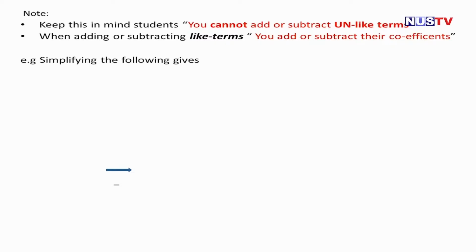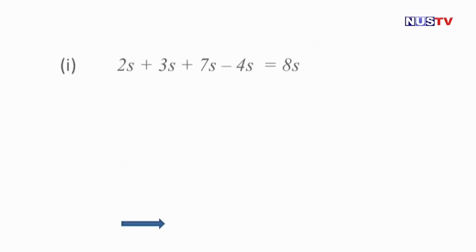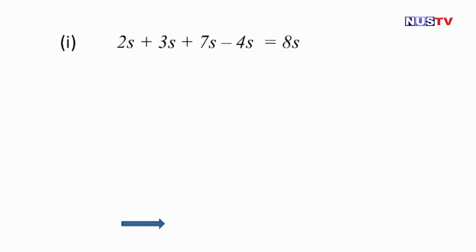Simplify the following. First example here: 2s plus 3s plus 7s minus 4s. They are all like terms, so we can do the math by adding and subtracting the coefficients, which comes out to be 2 plus 3 is 5, plus 7 is 12.